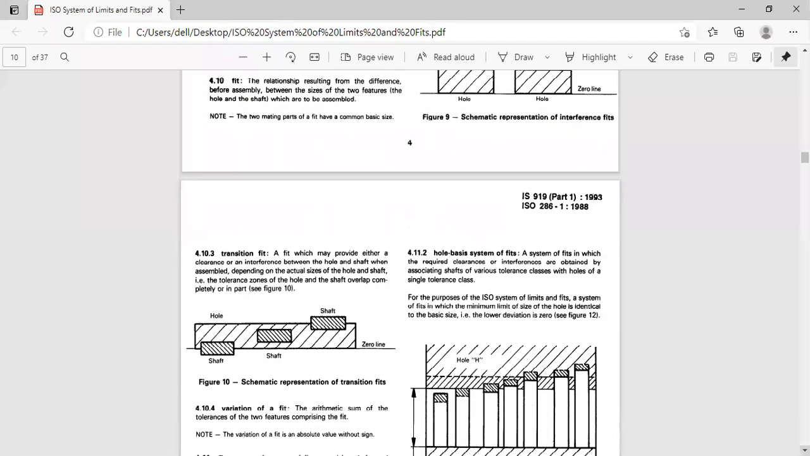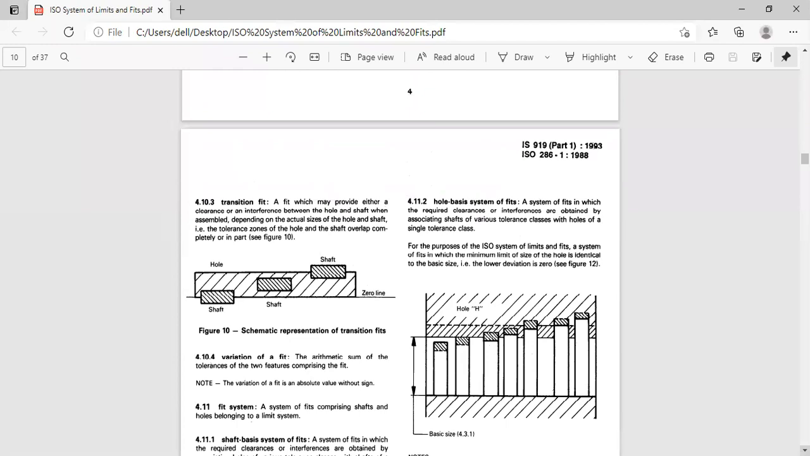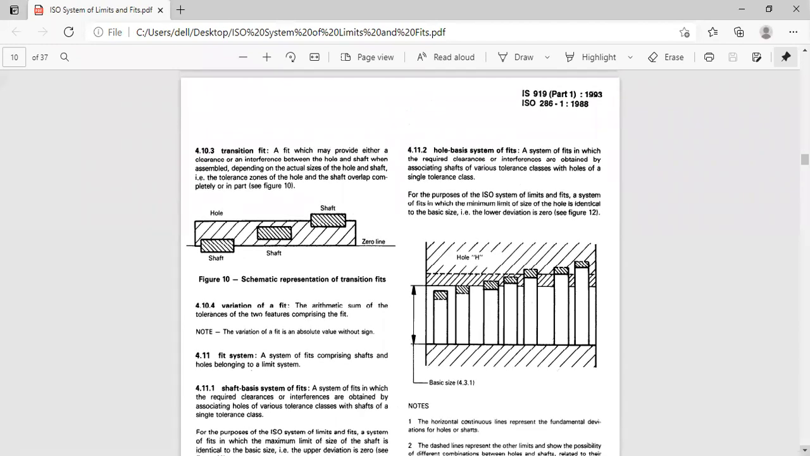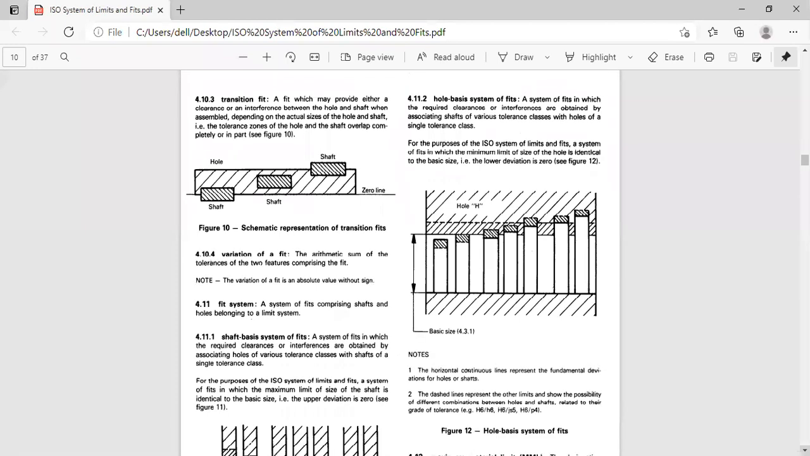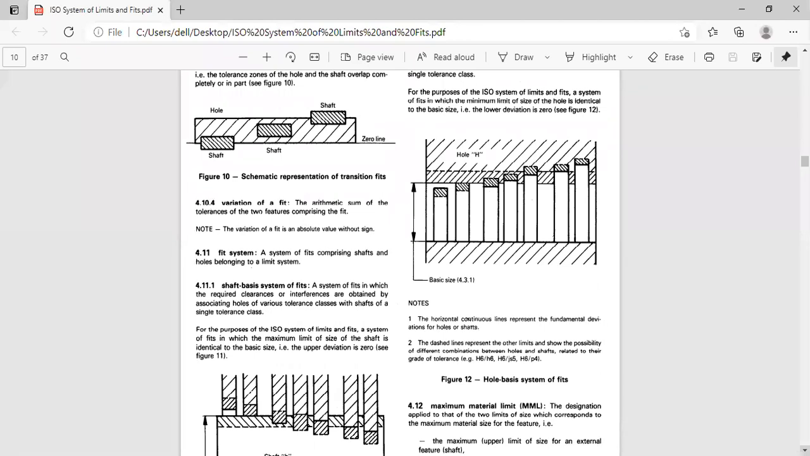Already I told you the classification of fits; the hole-based system and shaft-based system are very important, so just try to see this also. In the system of fits in which the required clearances or interferences are obtained by associating holes of various tolerance classes with shafts of a single class, what do you mean by this? Shaft size is kept constant and you are varying the hole size. This is the shaft size with shafts of a single tolerance class.